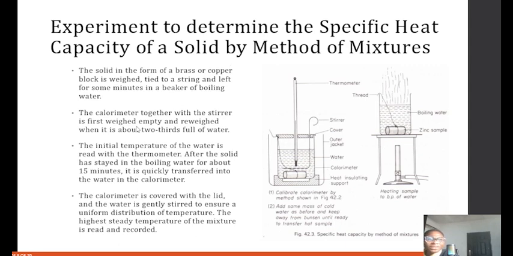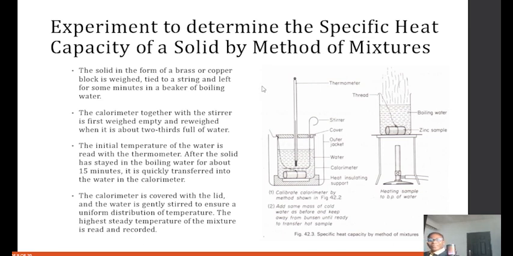The calorimeter together with the stirrer is first weighed. The calorimeter without anything, you have to weigh it first, because you cannot pour water on a scale. You can't know the mass of water directly, because it has to be in a container for you to measure it. If it's a block, I can measure the block, but water must be in a container. So the first thing is you have to measure the calorimeter empty. Then you pour the water inside the calorimeter, then you measure it. To know the mass of the water, you remove the mass of the calorimeter from the mass of calorimeter plus water. You will know the mass of your water.